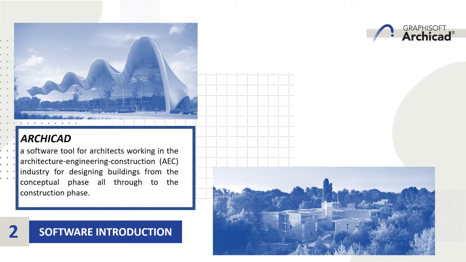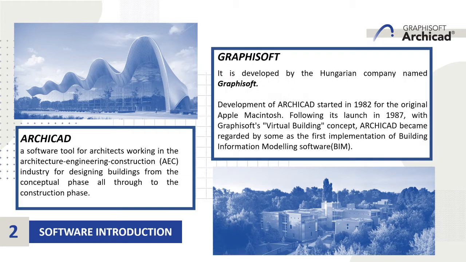ArchiCAD is a software tool for architects working in the AEC field, for designing buildings from the conceptual phase all through until the construction phase. It's developed by a Hungarian company called Graphisoft, which started in 1982 for the Apple Macintosh machine, followed by its launch in 1983. It made a very huge breakthrough when it invented the virtual building concept, which resulted in it becoming the first implementation of building information modeling software, which is also named BIM.